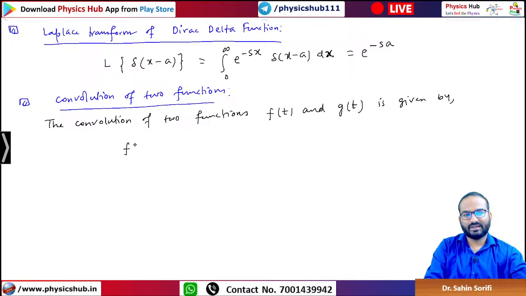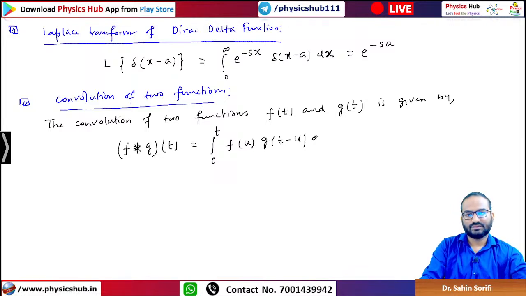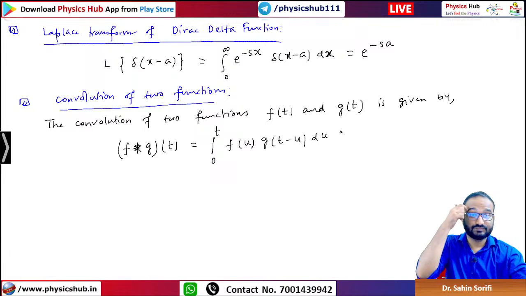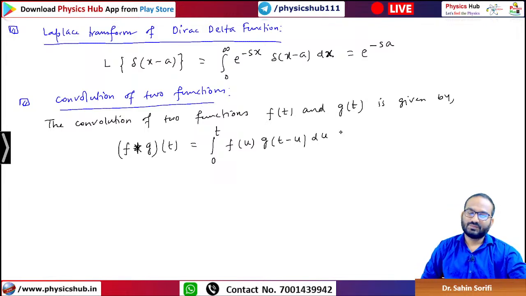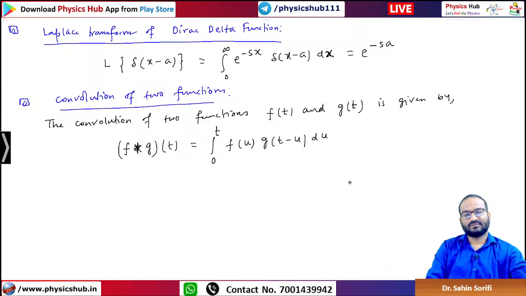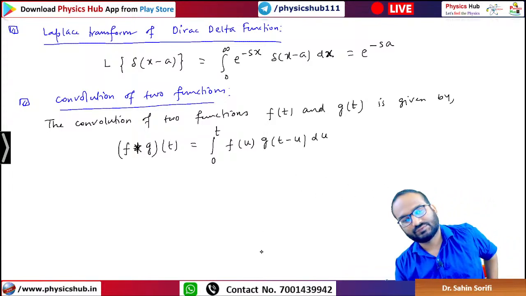it is represented by f star g, a function of t. We can write it as the integral from 0 to t of f of u g of t minus u du. If you remember, we gave you the formula f of x prime g of x minus x prime dx prime. Right? This is the definition of convolution of two functions.